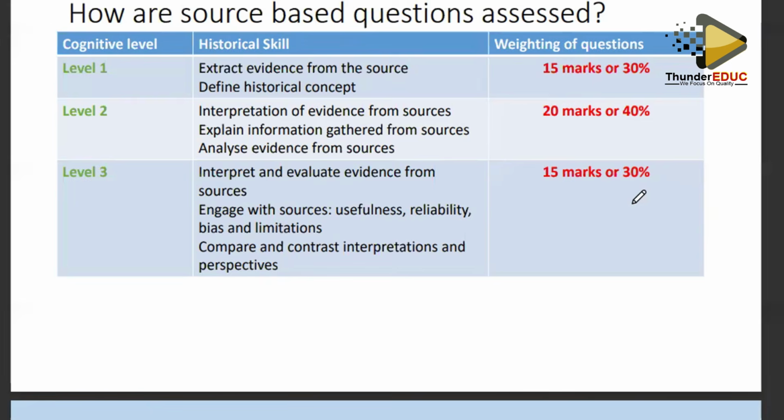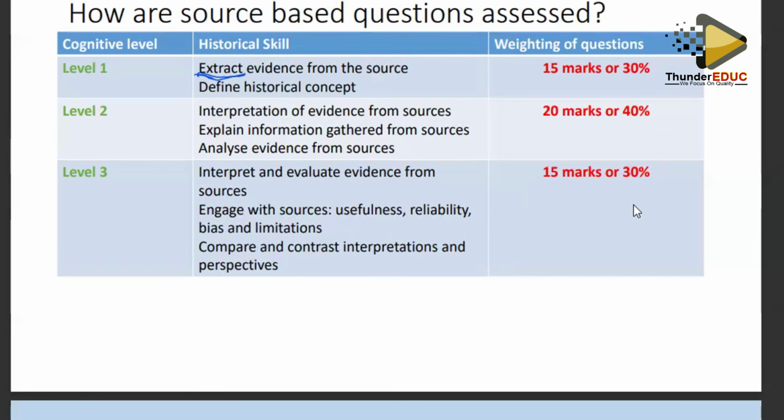We have level 1 questions. Basically, these are the easiest questions that you get in every paper. In every examination, you get level 1 questions, which require the lowest level of cognitive demand. What skill is required when you're answering the first part questions? Extraction. Extract evidence from the source.